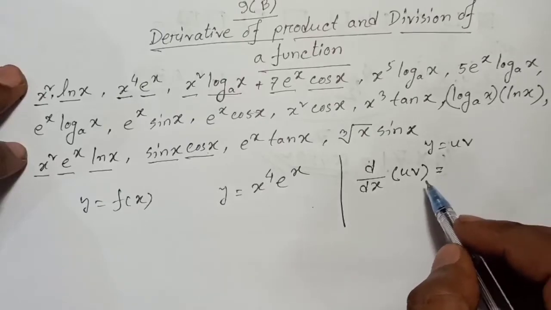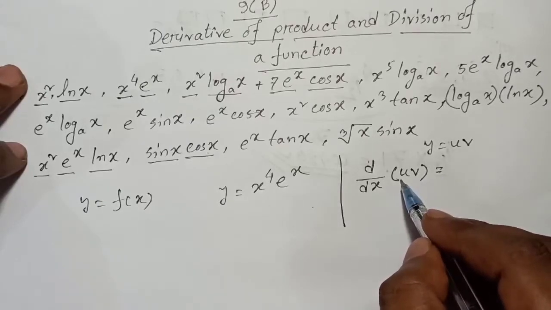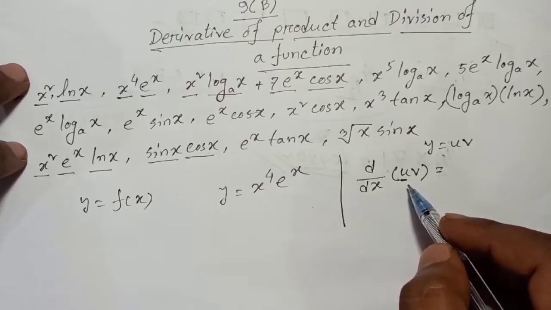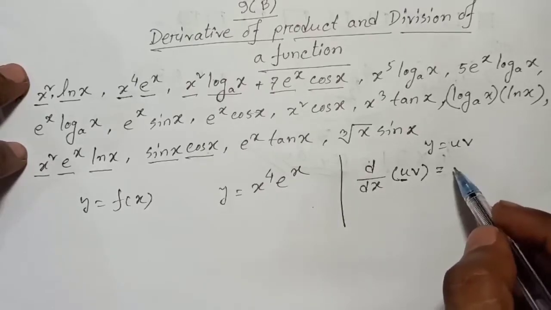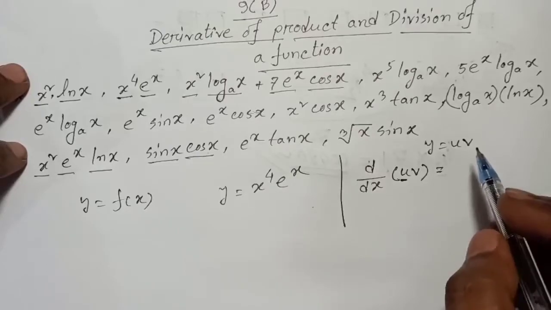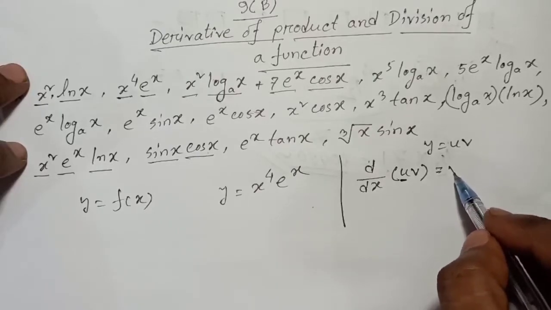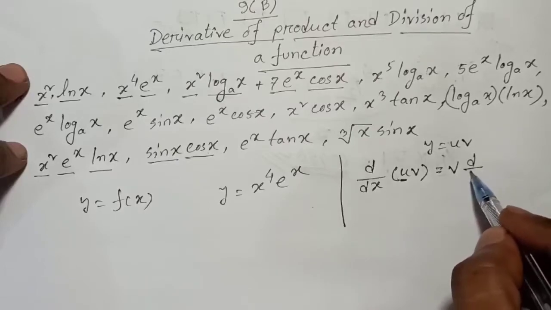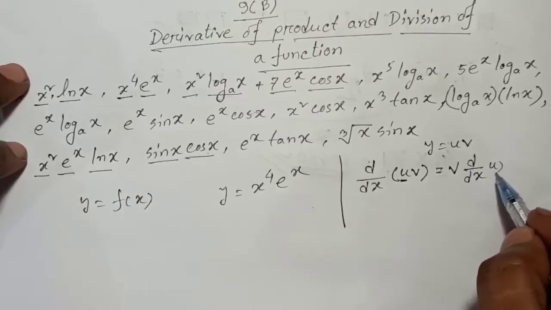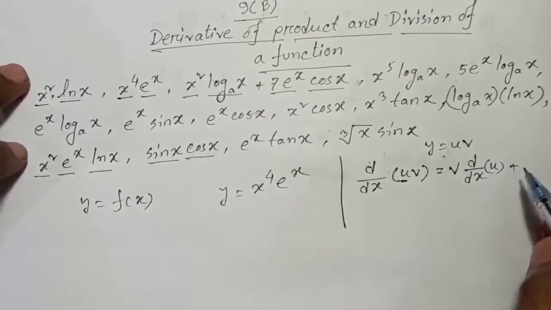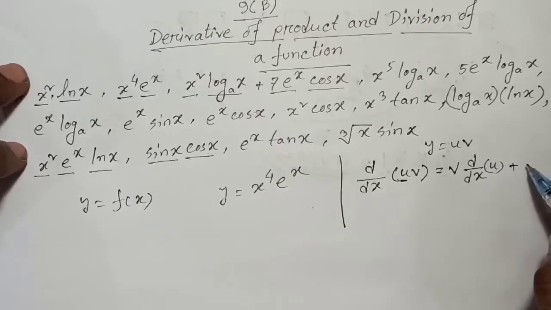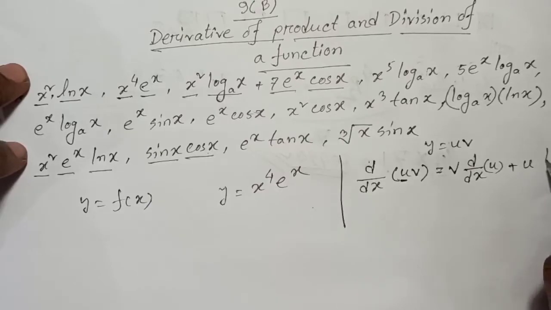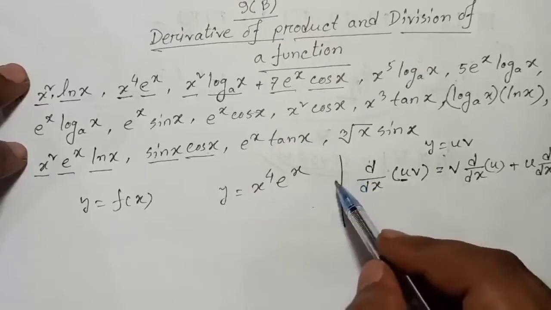When one is differentiated, the other one will be constant. So if we want to find the derivative of u, then v will be constant, and we can write d/dx of u. And when we want to find the derivative of v, then u will be constant. So u is constant and d/dx of v. So here is the formula.